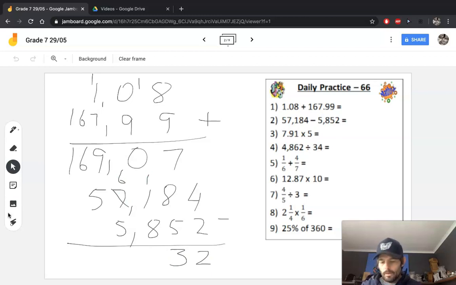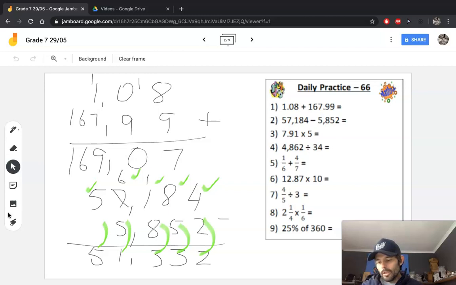Borrow from 7, so 11 minus 8 is 3, 6 minus 5 is 1, and 5 minus 0 is 5. So 51,332. Then remember our checking strategy. 2 plus 2 is 4, 3 plus 5 is 8, 3 and 8 is 11, 1 and 5 is 6, and obviously 5 and 0 is 5, so we know we must be correct.